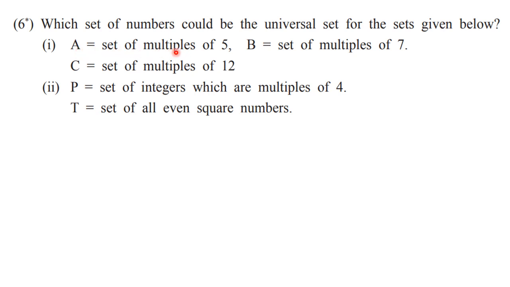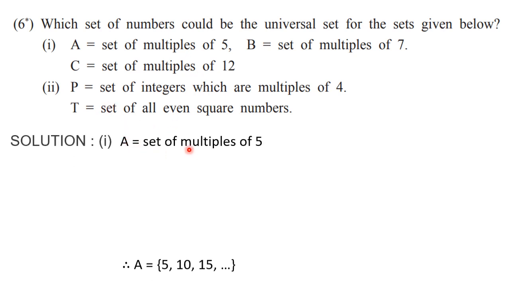A is the set of multiples of 5. B is the set of multiples of 7. And C is the set of multiples of 12. So all these sets are given to us. First of all, we are going to write them in the list method. Multiples of 5 means what? You are going to write the table of 5. So set A, multiples of 5, in list method we can write in the brace brackets: 5, 10, 15 and so on. It is an infinite set. No boundaries are given to us here. So multiples of 5 we can write like this.